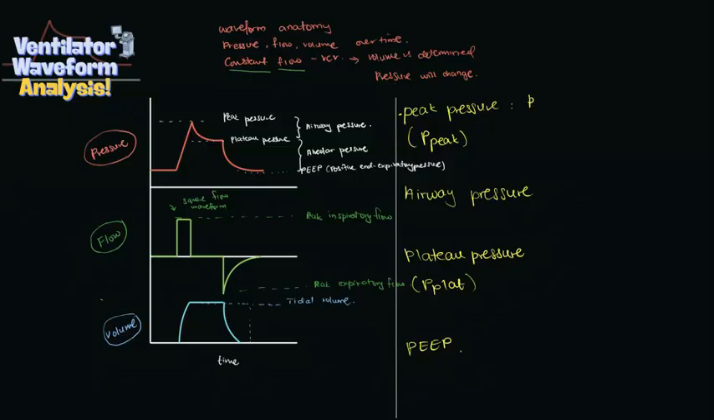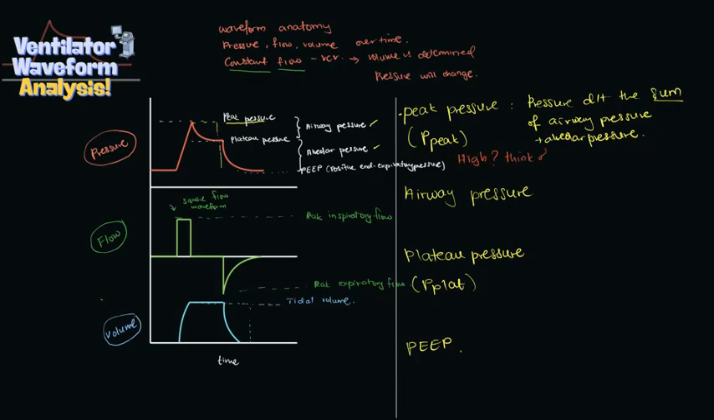Going back to the pressure waveform, peak pressure will tell you the pressure due to the sum of airway pressure and alveolar pressure. You can see it's the total of this airway pressure and the alveolar pressure. When P peak is high, think of airway narrowing or bronchospasm, because it is the total of both.